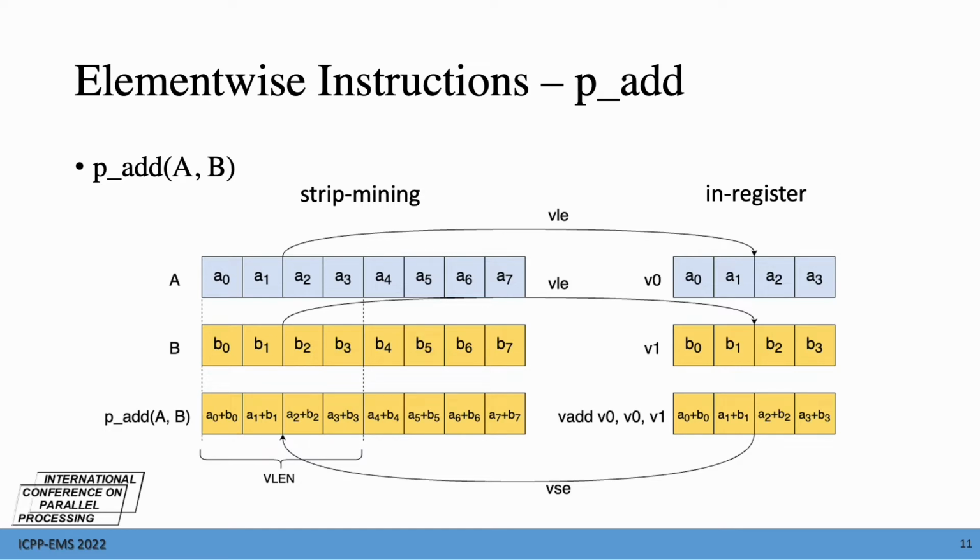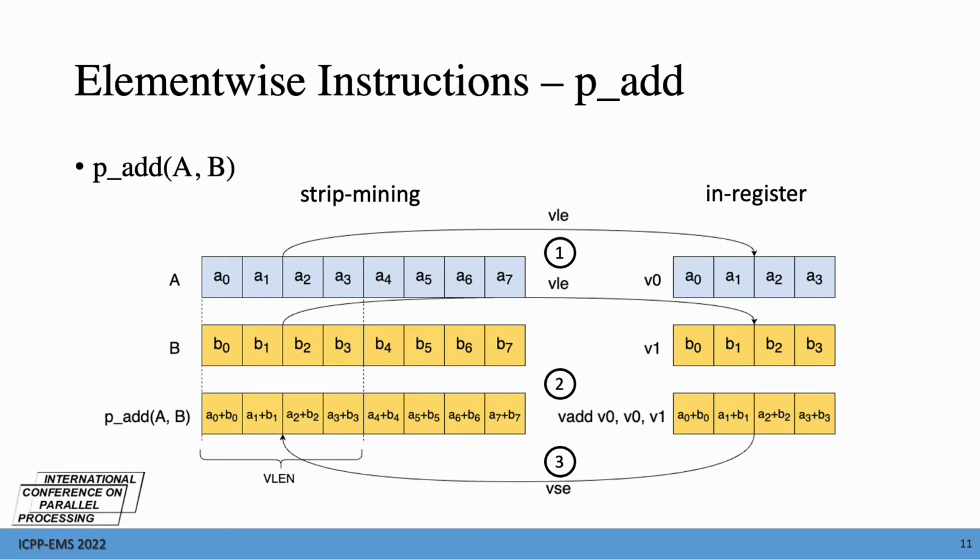Now we are going to demonstrate how the element-wise instructions are accelerated by RISC-V step by step. Take the p-add instruction as an example. It adds two vectors A and B together. First, we use the vector load instruction vle to load elements to the vector register. We can load normal length vl bits. In this case, we can only load 4 elements in one strip mining iteration. Second, we add two vectors in registers together by the vector add, vadd, instruction.